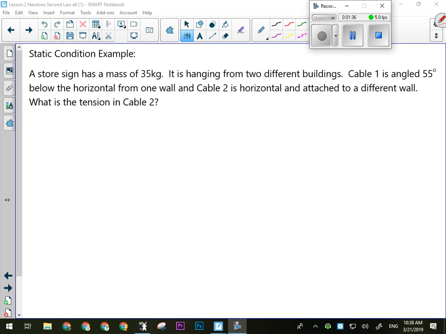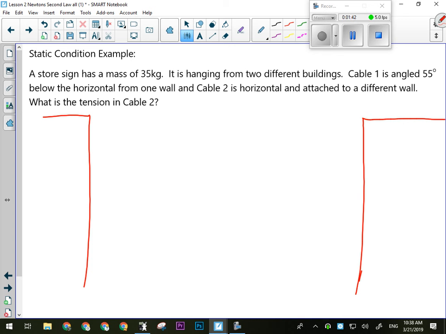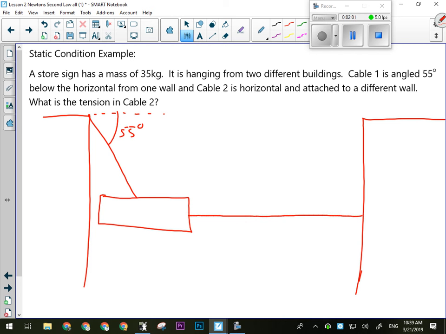So what we have is here's one of the buildings, and here's the other building over here. The sign is hanging like this, so it's angled 55 degrees below the horizontal. So here's the horizontal, and here's the cable. This cable is holding the sign like that, and then there's a horizontal cable that goes across like this. They're supporting the sign. What we're looking for here is the tension in this cable. So this is cable 2, and this is cable 1.